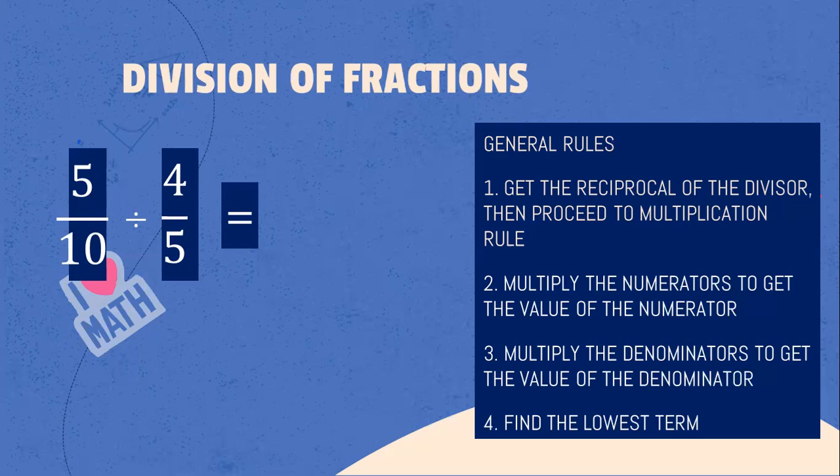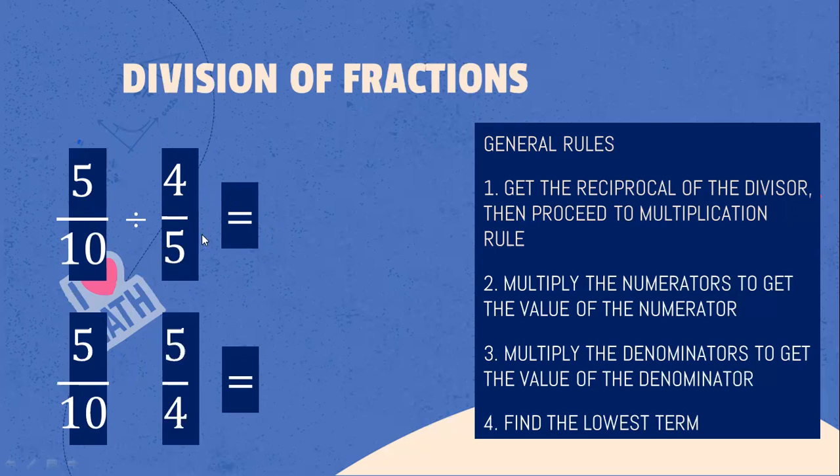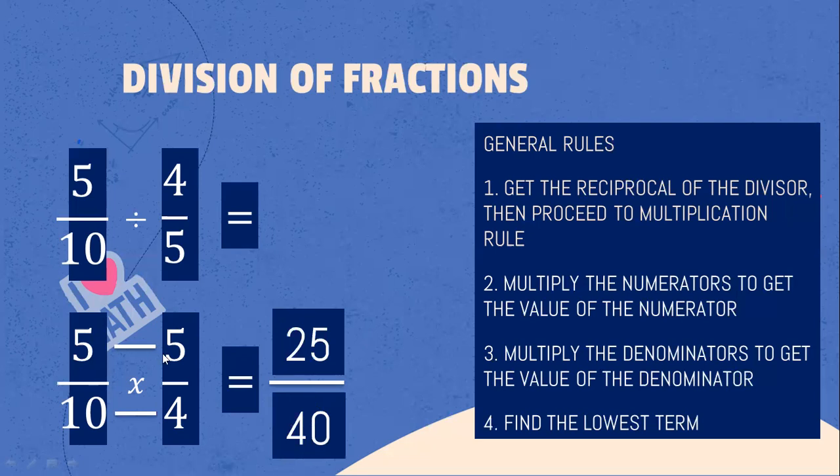Okay, let's solve this problem all together. We will be getting the reciprocal of the divisor, which is 4 over 5, wherein the numerator will become the denominator, and the denominator will become the numerator. The reciprocal of 4 over 5 is 5 over 4. Then we proceed to multiplication. We will be multiplying the numerators. 5 times 5, that is 25. We will be multiplying the denominators, 10 times 4, that is 40.